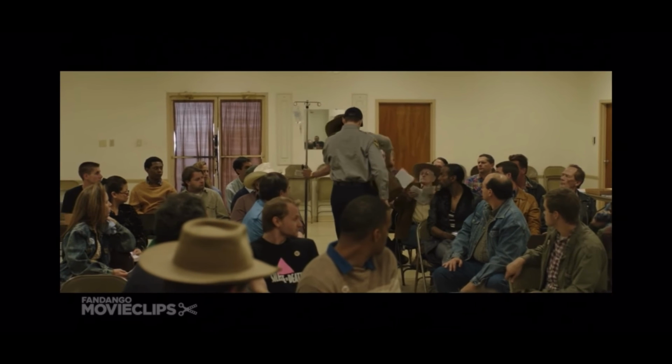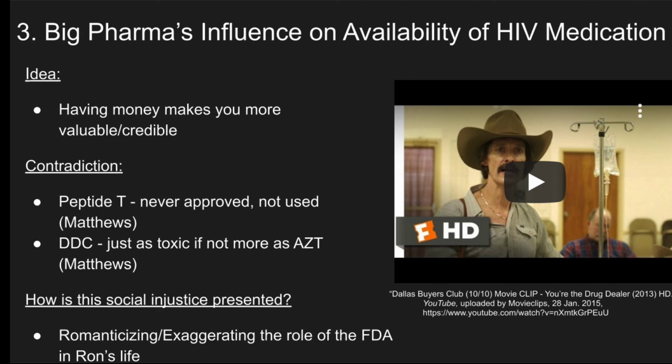Here. Don't listen. The idea this clip shows is that having more money makes you more valuable or more credible, especially when Ron says that he doesn't have enough cash in his pocket to make it worth the FDA's while. Now, this scene can be contradicted because peptide T, which is a protein that Ron used a lot, was never approved, and it's not used in daily and present treatments towards HIV. And his use of DDC is actually recorded to be just as toxic, if not more, as AZT, and soon to be AZT's sister drug.